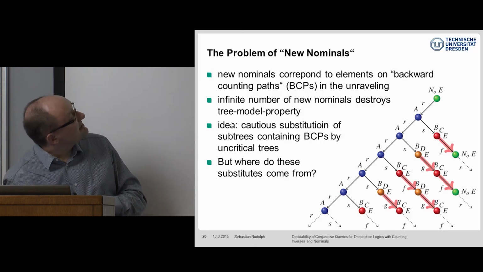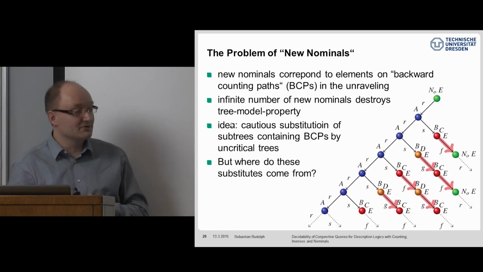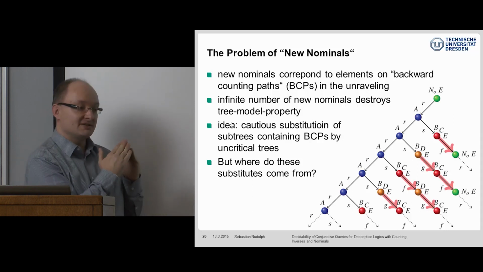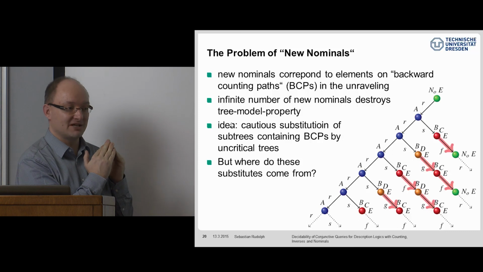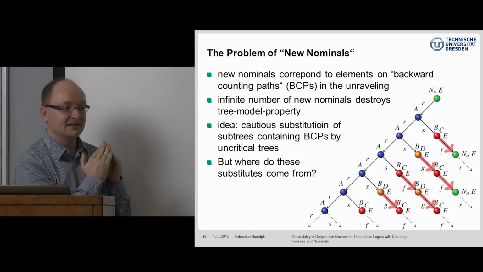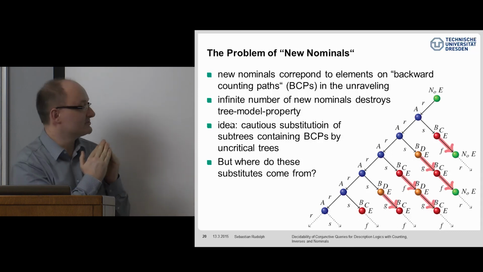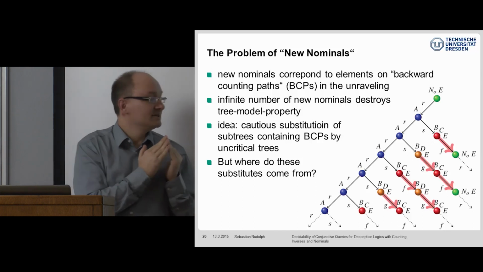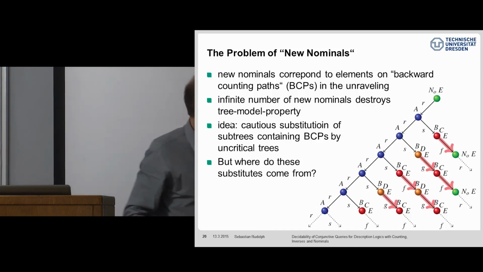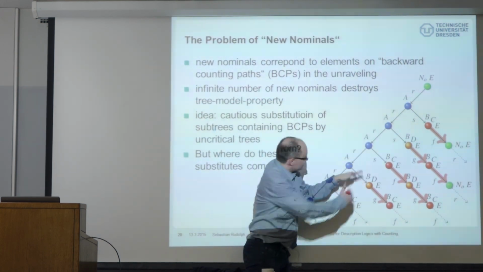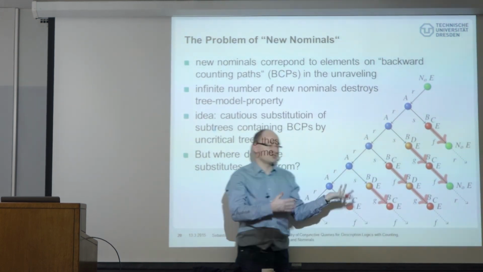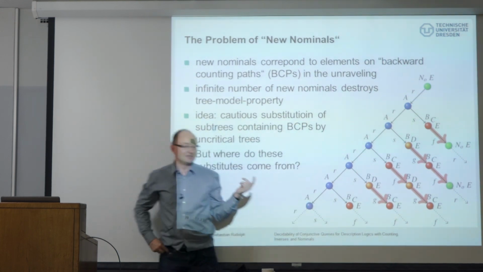Yes, that's what we try to do. And how do we do that? Well, we try to look at subtrees and replace them by uncritical subtrees, trees which give rise to fewer or ideally no backward counting paths at all. But the question is, okay, we can cut this subtree out and remove it, but what to put in there instead?